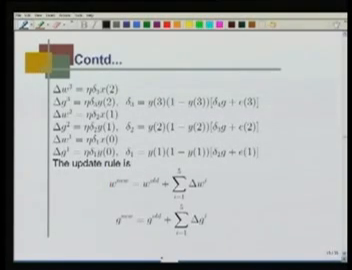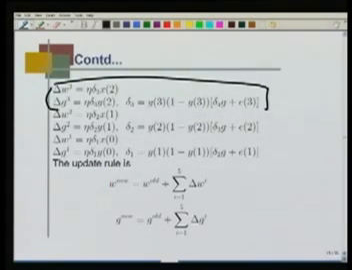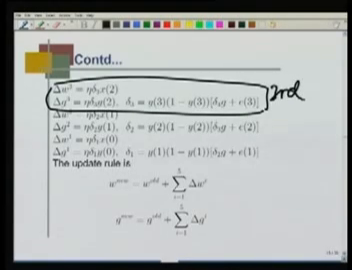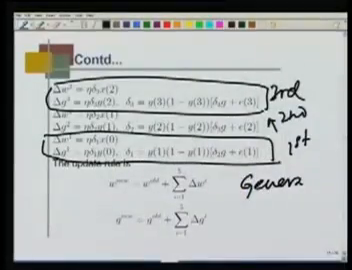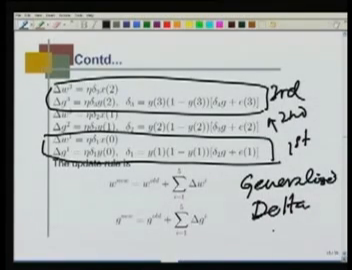this is for the third layer, and finally, this is the first layer. This is the second layer. So, this is the way we apply the generalized delta rule to this feed forward network that has been constructed from the recurrent network by rolling the recurrent network over time.